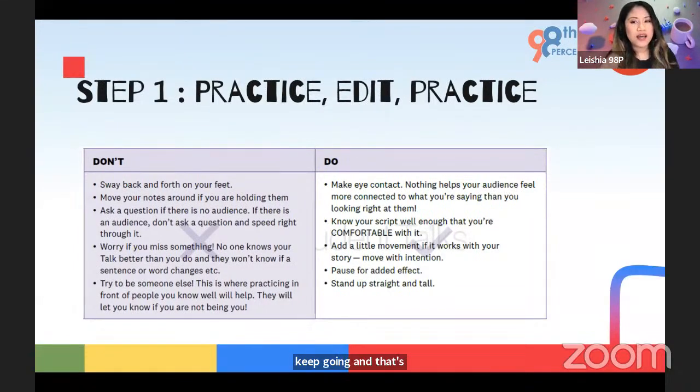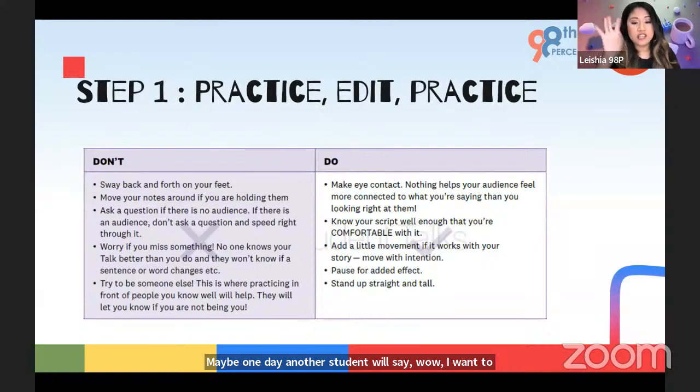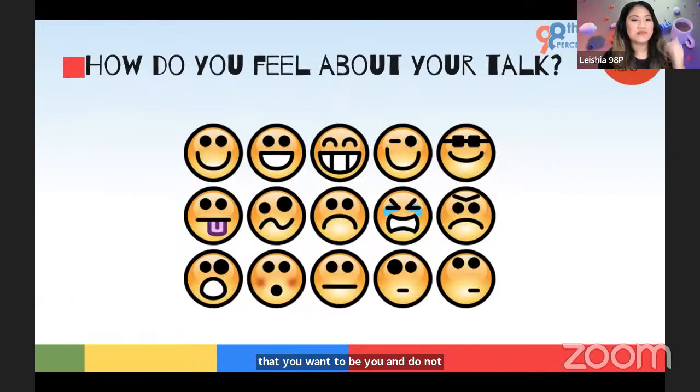With practice, you will have muscle memory. So you want to make sure just practice, practice, practice. And do not try to be someone else. Maybe you like someone else's speech and you want to talk just like them. Okay, you can be inspired by them, but remember, you have your own unique abilities. Maybe one day another student will say, wow, I want to talk just like how Krisha talks. I want to talk how Sonic talks. So you want to make sure that you want to be you and do not copy anybody else.